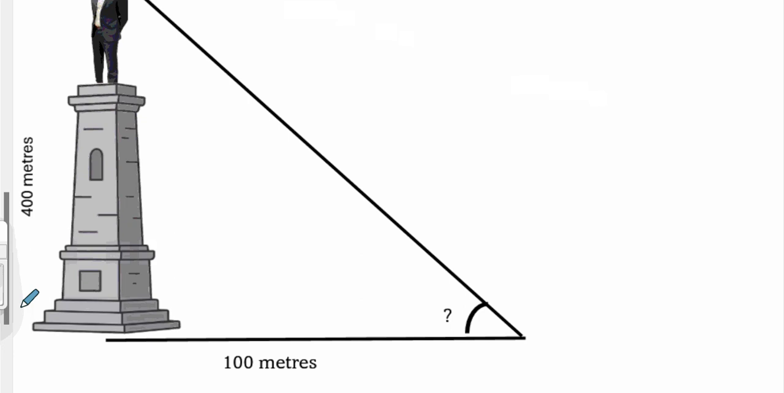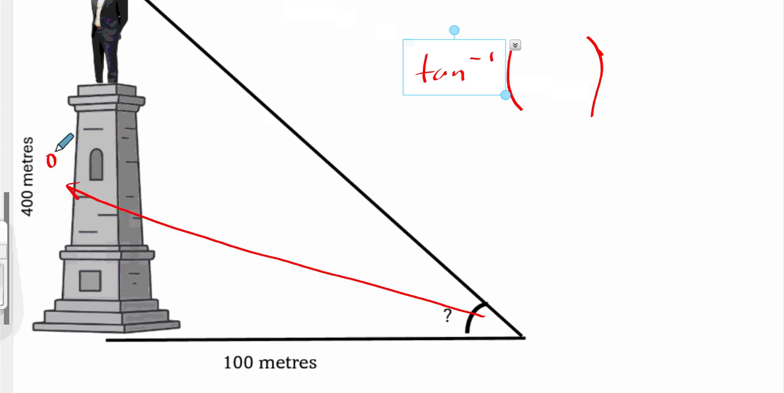Because inverse tangent, so tan to the -1, is going to take that ratio as input, and I know relative to this, that's going to be my opposite side. This will be my adjacent side, and we can plug them in, and it's going to give us an angle. So the opposite, 400, adjacent, 100. What's the angle? Plug this into your calculator and see what you're going to do.